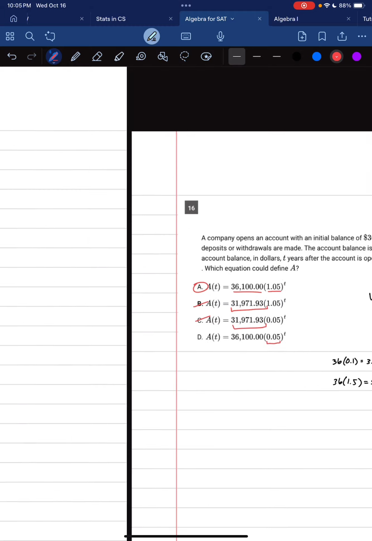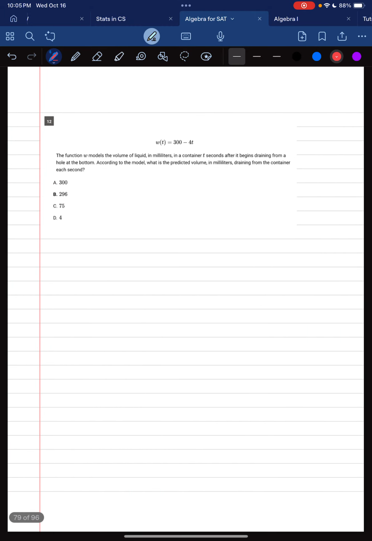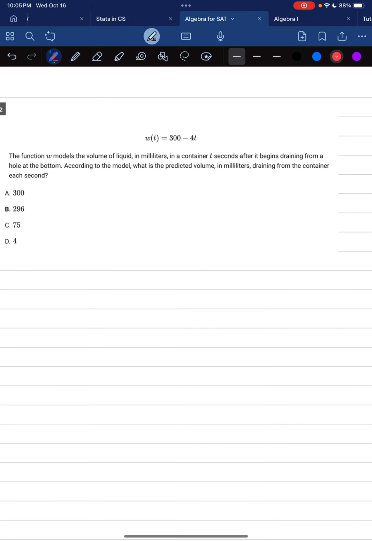Okay, this next question says, the function W models the volume of liquid in millimeters in a container t seconds after it begins draining from a hole at the bottom. According to the model, what is the predicted volume in millimeters draining from the container each second? So what it's asking for is the rate of change of the volume of this container.